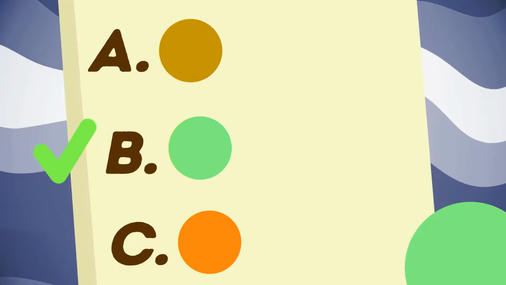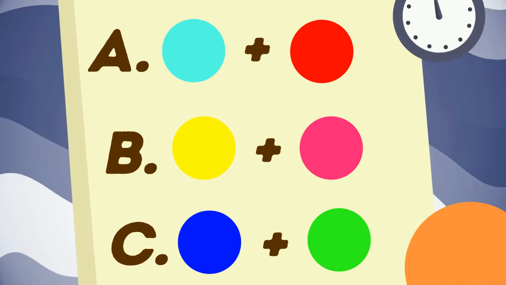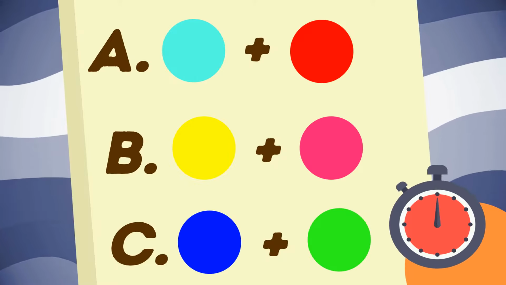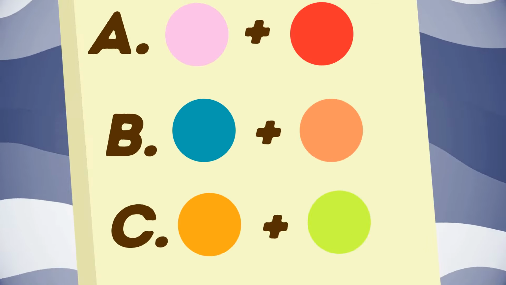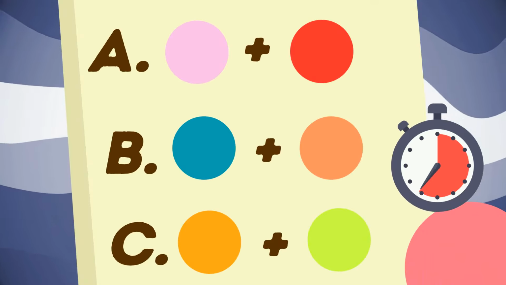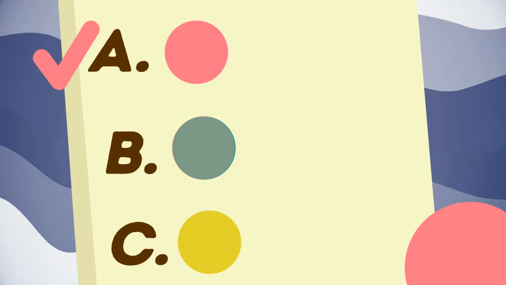The correct answer is B. What colors should you mix to get orange? The correct answer is B. What color should you mix to get pink? The correct answer is A.